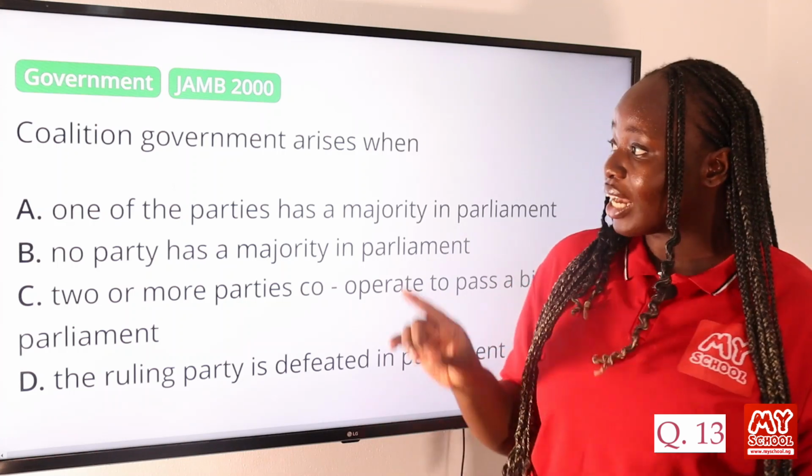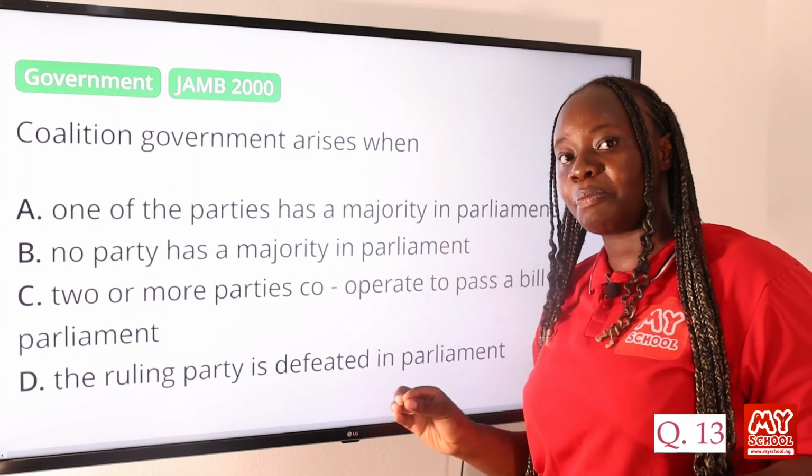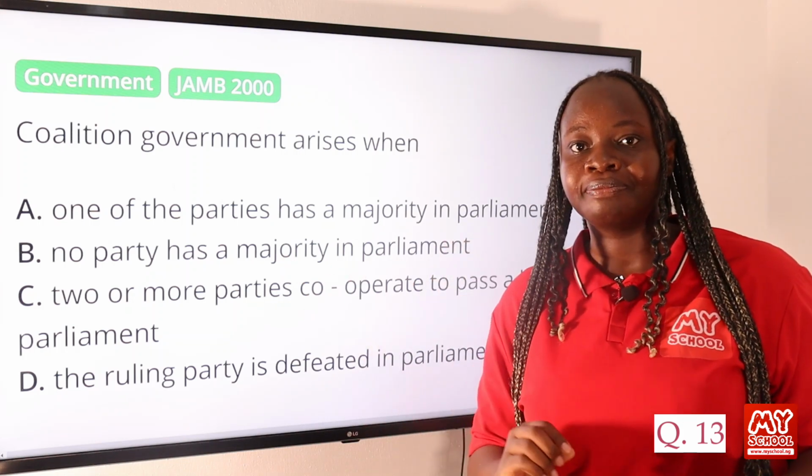So, from our explanation, we can see that coalition government is formed when there is no party that has a majority in the parliament. So, the answer to this question is option B.